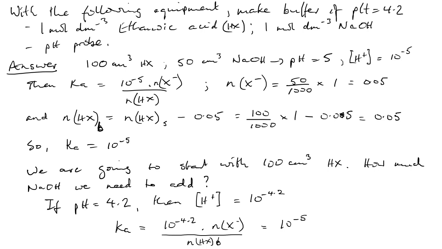Right, I'm going to need to start a new page now. So the thing is, the HX that we had in that expression, let me write it out again because you sort of need to see it. So Ka was 10 to the minus 5, and that equaled our 10 to the minus 4.2, which is our hydrogen ion concentration, times the moles of our X minus, our ethanoate, all over the moles of our ethanoic acid in the buffer. So there we had it.